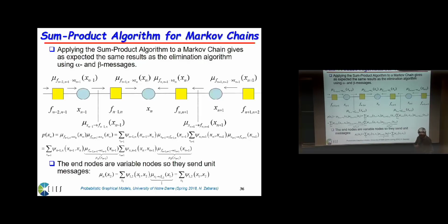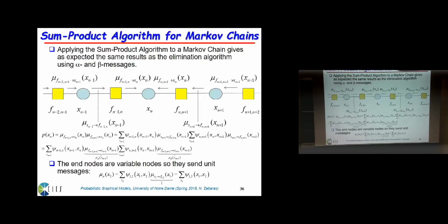And similarly, I want to find the message from this factor to this node. That is again this factor, times the incoming message from node xn plus 1 to this factor, and then you have to integrate out xn plus 1, so at the end of the day, everything is only a function of xn.